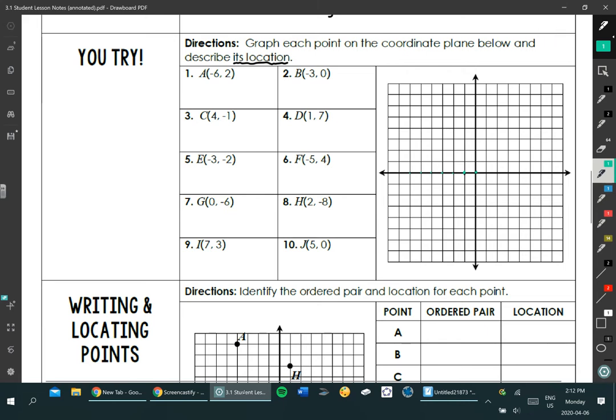Sorry, 1, 2, 3, 4, 5, 6. And then up 2, 1, 2. And that's going to bring me right here. And I'm going to call that point A. Okay? Now, what's the location of point A? If you remember the quadrants, that is quadrant number 2.